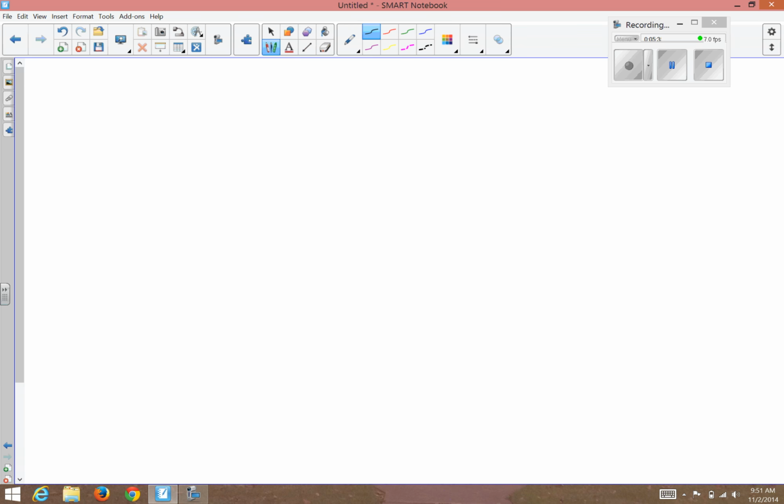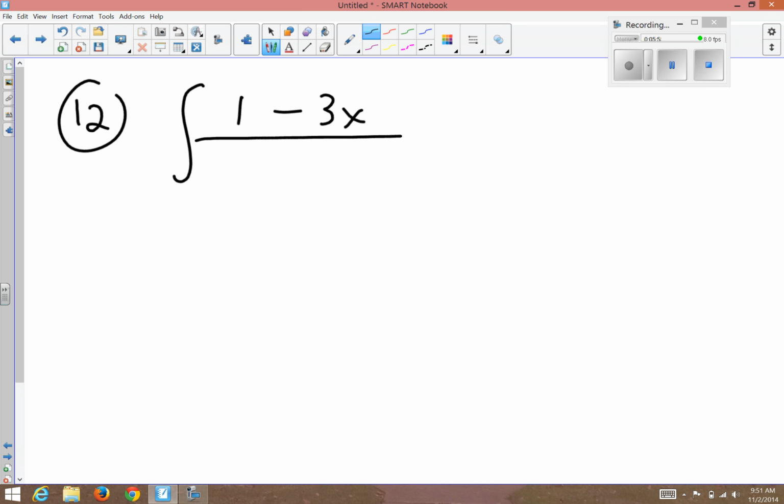And the next one is number 10. Actually, I'd prefer to do number 12 next. We'll do 10 after we do 12. Number 12 is the integral of (1 minus 3x) over (3x squared minus 5x plus 2) dx.